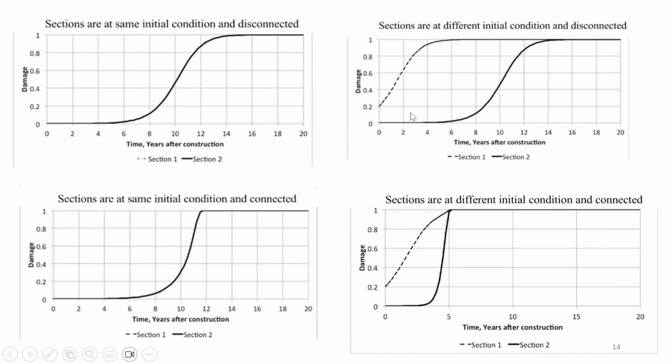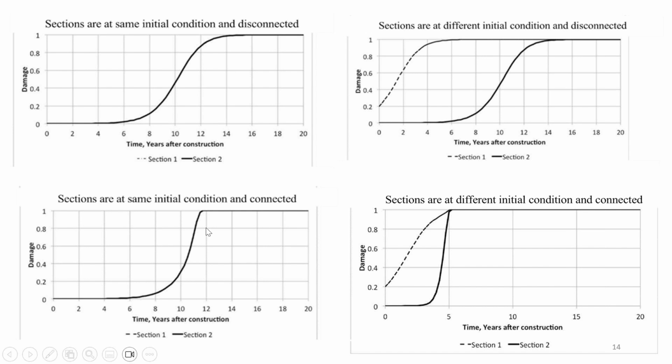And if they are not at the same initial condition, then what happens? If they're not at different initial conditions or initial qualities, but they're still disconnected, you can see that section 1 and section 2 deteriorate at different rates. What happens if they're the same condition but connected?